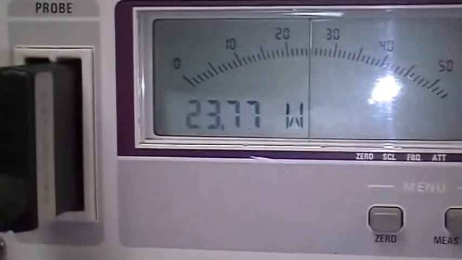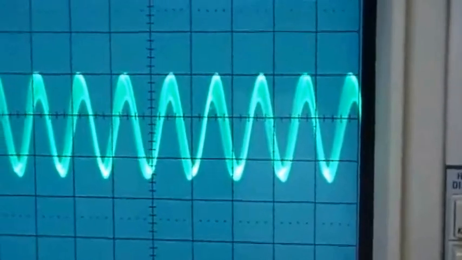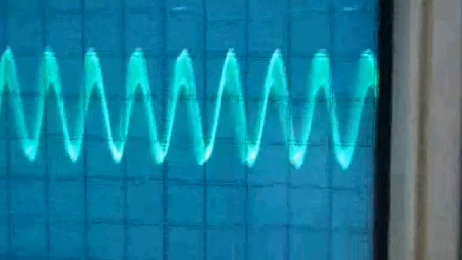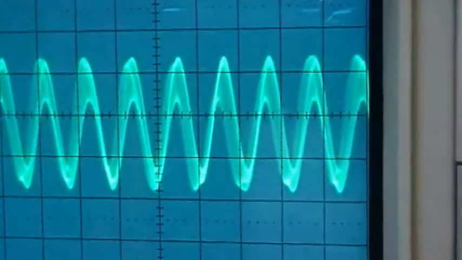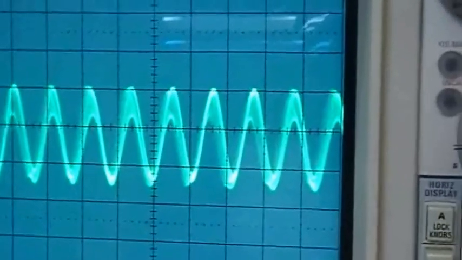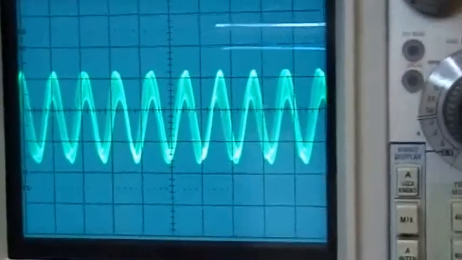23 watt output we have the self-oscillation issue, and when we increase power to 46, 47 watt, self-oscillation is getting worse. So that is what we don't want to have.